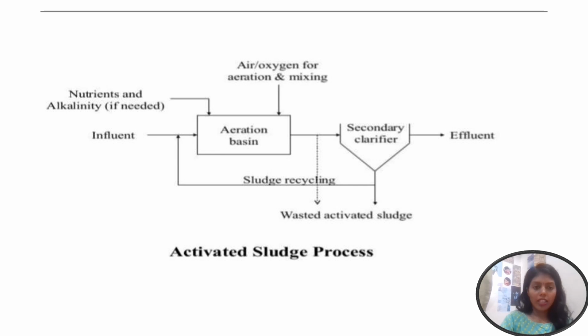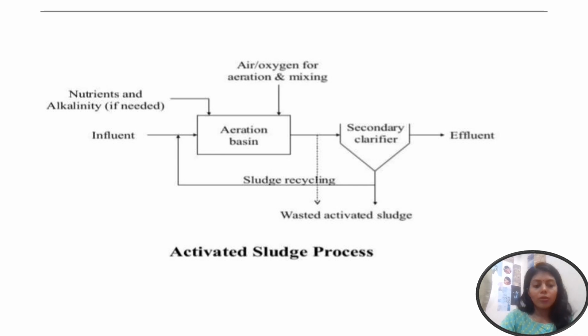This is the diagram of the activated sludge process. Primary treatment will only help to remove the solid substances present in the wastewater, and it is also a gravity-based treatment. The remaining contaminants, such as dissolved organic matter, that are not able to settle down with the help of gravity move forward for secondary treatment, that is the activated sludge process.